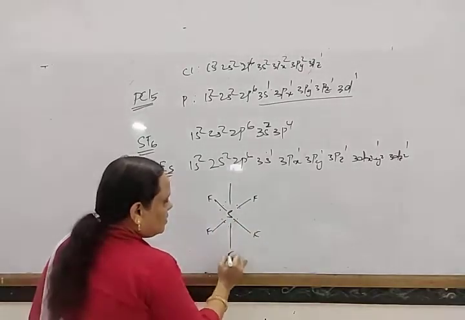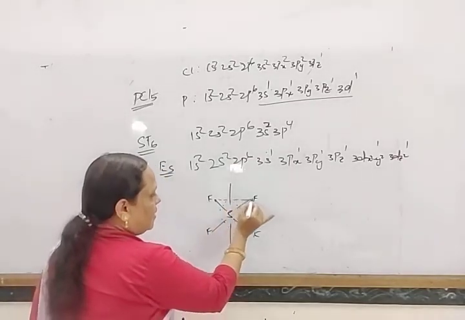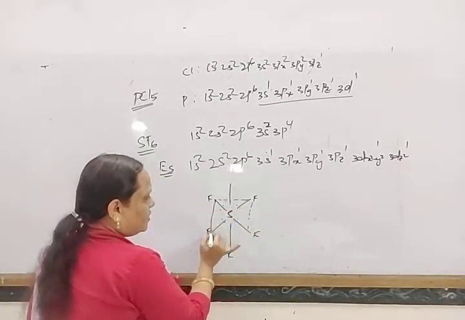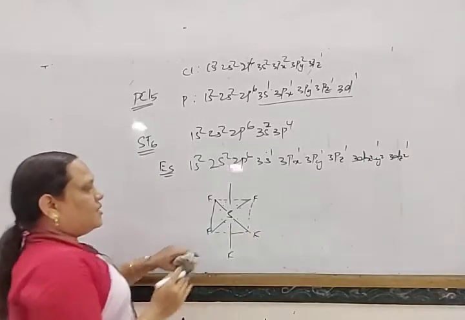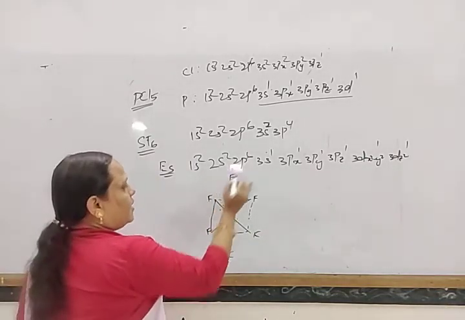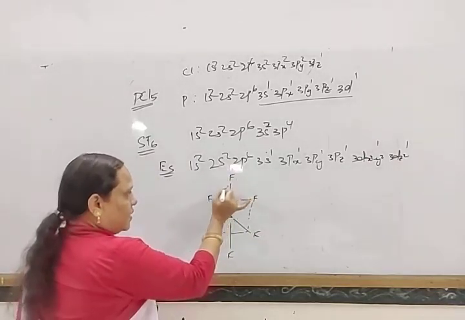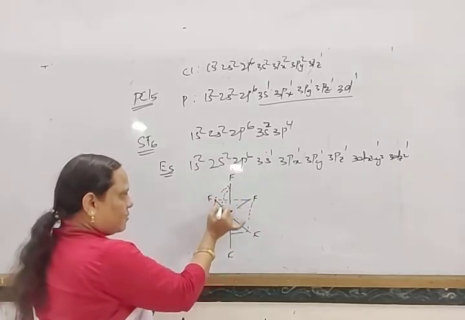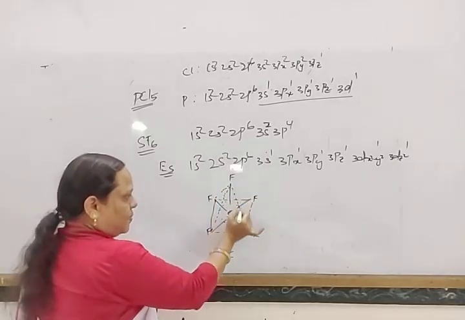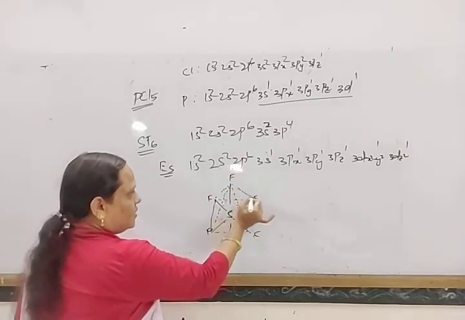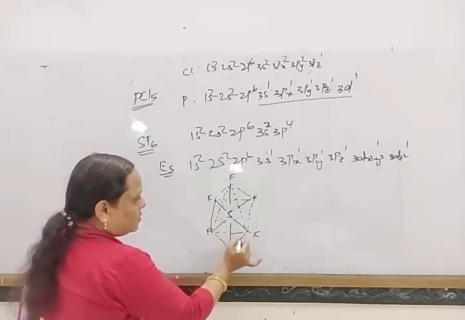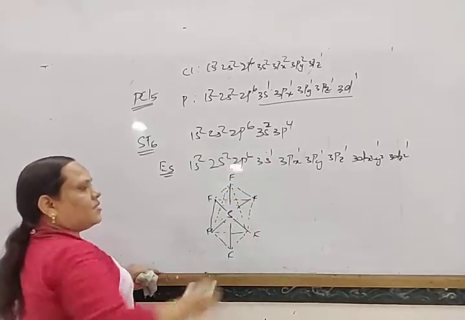So suppose you consider this is in a plane. One remains above the plane, and if you join this point to all these, then what type of shape do you get? This shape is known as your octahedral shape.